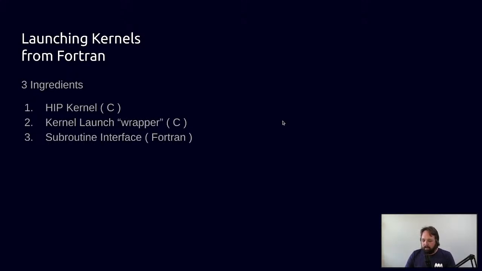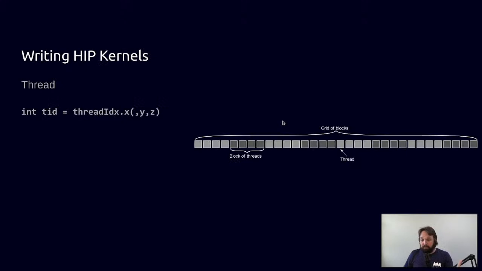So 3 ingredients. Let's take a look at what that looks like. First, writing HIP kernels. When you write a HIP kernel, the typical things you're trying to parallelize are for loops, or tightly nested for loops, usually. Rather than writing out all the for loops and doing everything sequentially, you can think about using thousands of threads at a time to execute subsets of those for loops. So maybe your for loop size shrinks a little bit.